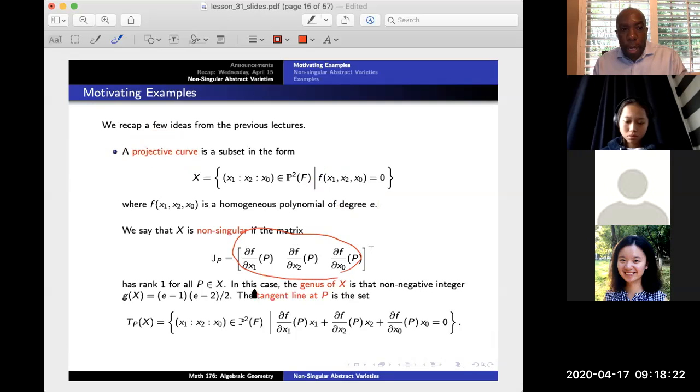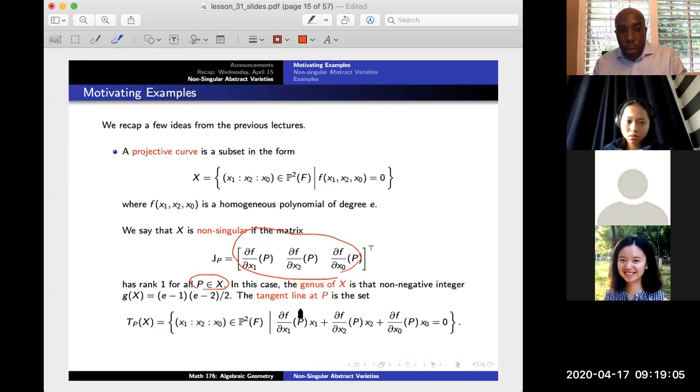But in order to say not all three of them are simultaneously zero, I'm going to change things around a little bit and say that this matrix should have rank 1. So remember that here I have a vector. A vector is still an example of a matrix. And so rank 1 just means that this is not the 0 vector. So again, we're just going to move things around a little bit and say that in this case, a non-singular projective curve means that this gradient, this vector here, has to have rank 1. And of course, this should be true for all points in our curve.